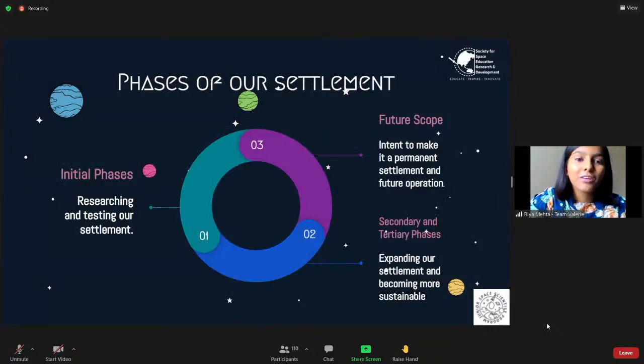Now let's talk about the phases of our settlement. The initial phase includes the research and testing of our settlement. The secondary and the tertiary phase include the expanding of the settlement and becoming more sustainable. And the future scope includes the permanent settlement and the future operations.